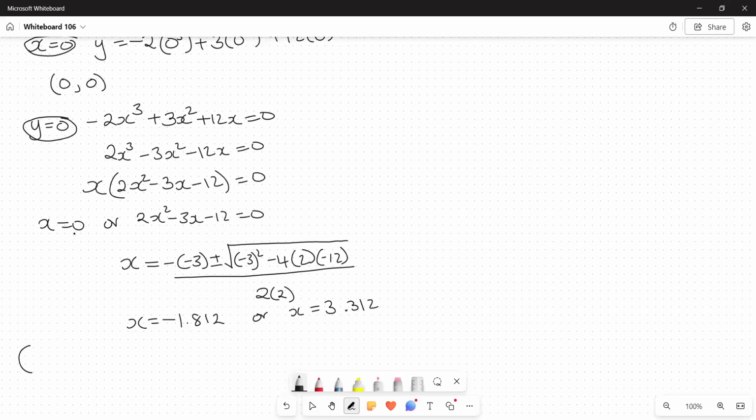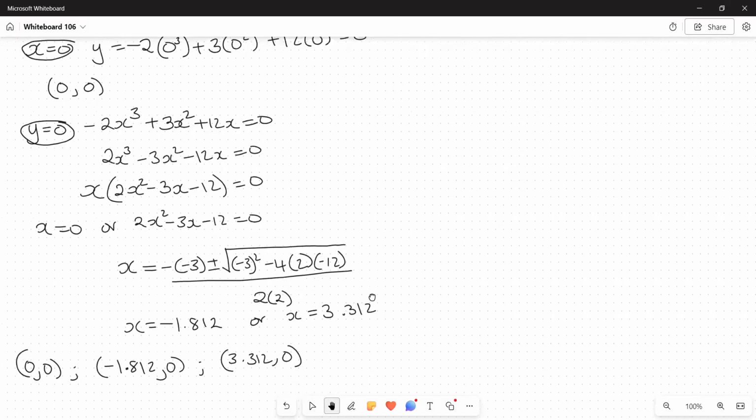Okay, so these are our 2 values here, and then you write down the coordinates of your intercepts. So the first one is when x is 0. We know that y is 0, so we have 0, 0. We have negative 1.812, 0. And then we also have 3.312, 0. So these are the intercepts. That is step number 1.